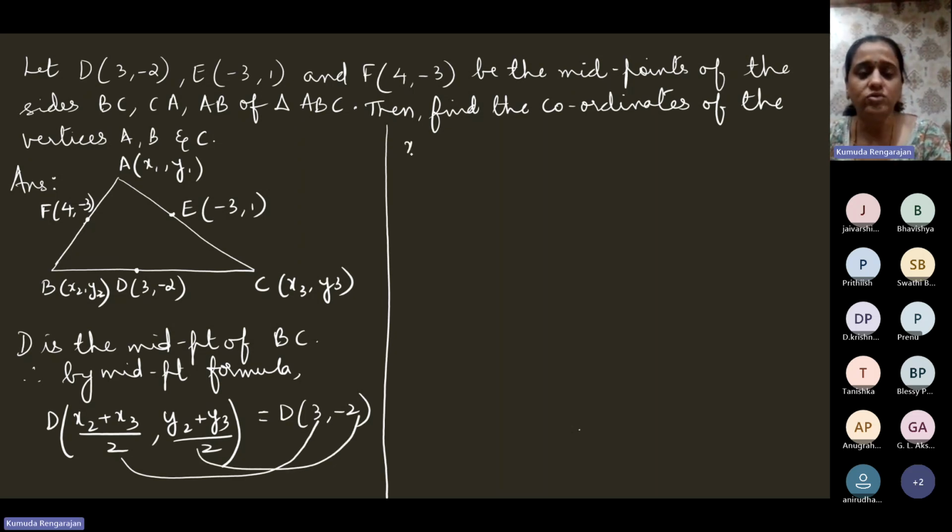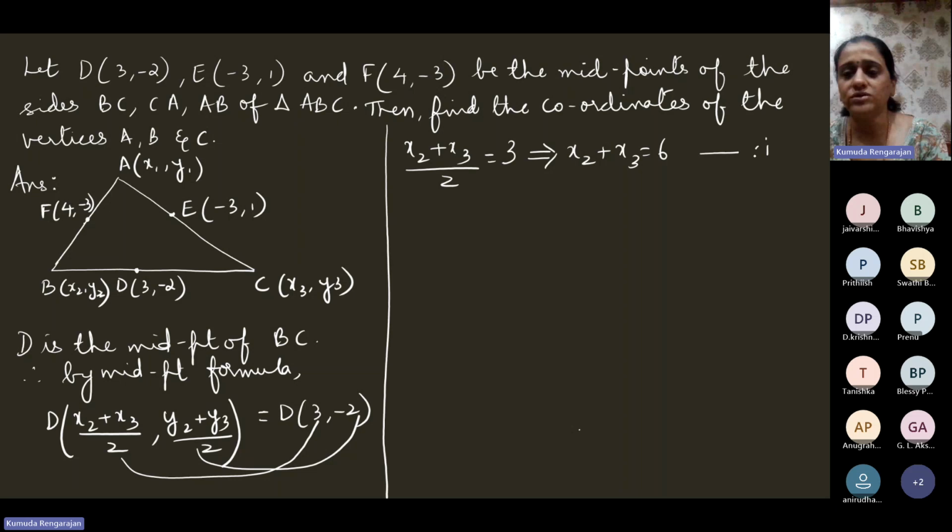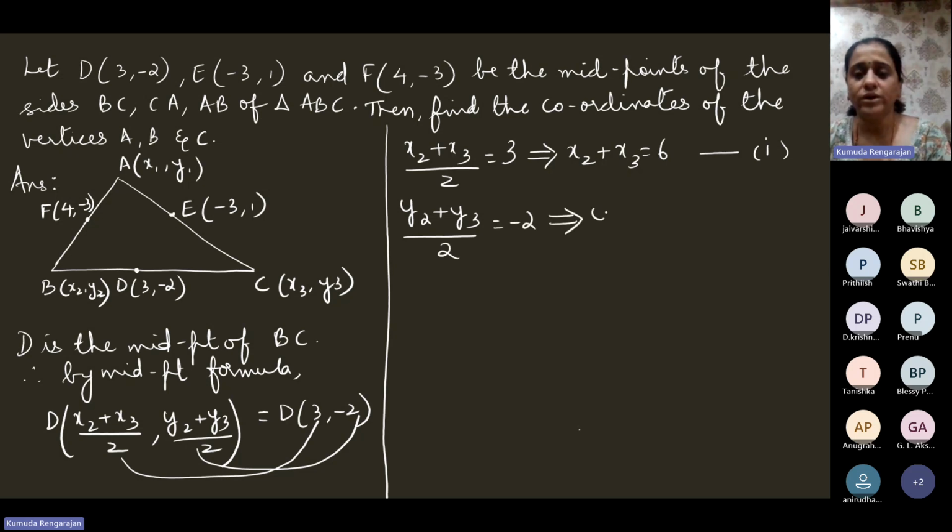So X2 plus X3 by 2 is equal to 3. So this implies X2 plus X3 is equal to 6. We'll just call this equation 1. Similarly, Y2 plus Y3 by 2 is equal to minus 2. This implies Y2 plus Y3 is equal to minus 4. We'll call this equation 2.